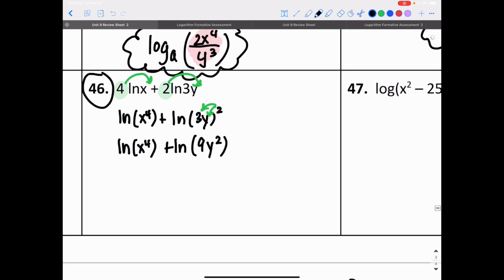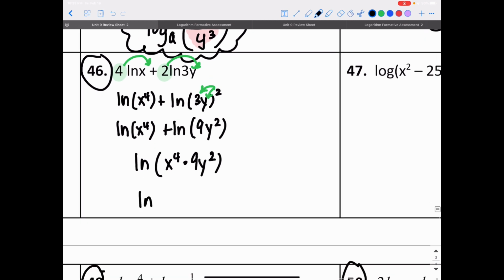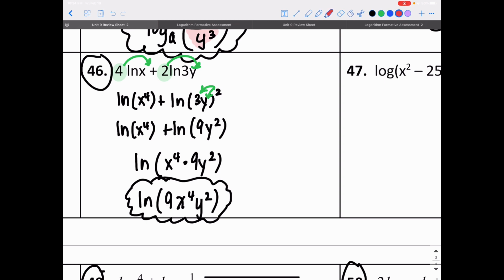Now, these two logarithms have addition in between, so I'm going to combine them with multiplication. I'll have ln of x to the fourth power times 9y squared, and if I simplify that, it'll be ln of 9 times x to the fourth power, y squared, which I write without the multiplication sign. This is a single logarithm by itself with something inside, no fraction exponents. I'm finished.